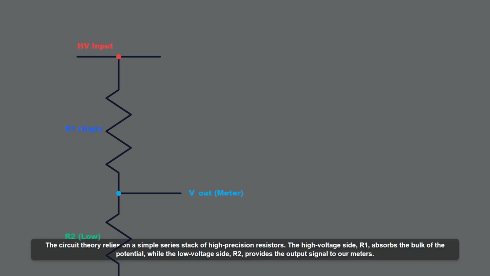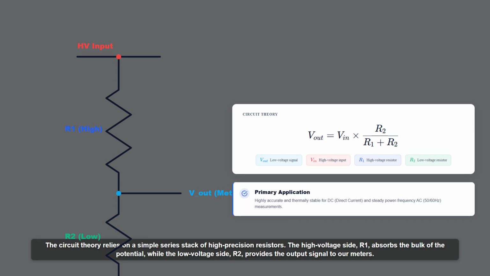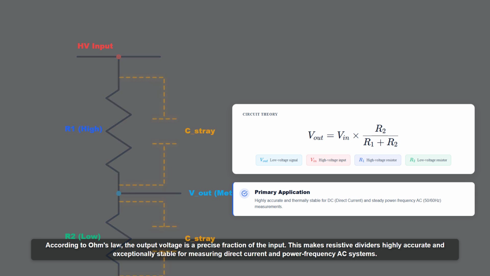The circuit theory relies on a simple series stack of high precision resistors. The high voltage side R1 absorbs the bulk of the potential, while the low voltage side R2 provides the output signal to our meters. According to Ohm's law, the output voltage is a precise fraction of the input. This makes resistive dividers highly accurate and exceptionally stable for measuring direct current and power frequency AC systems.